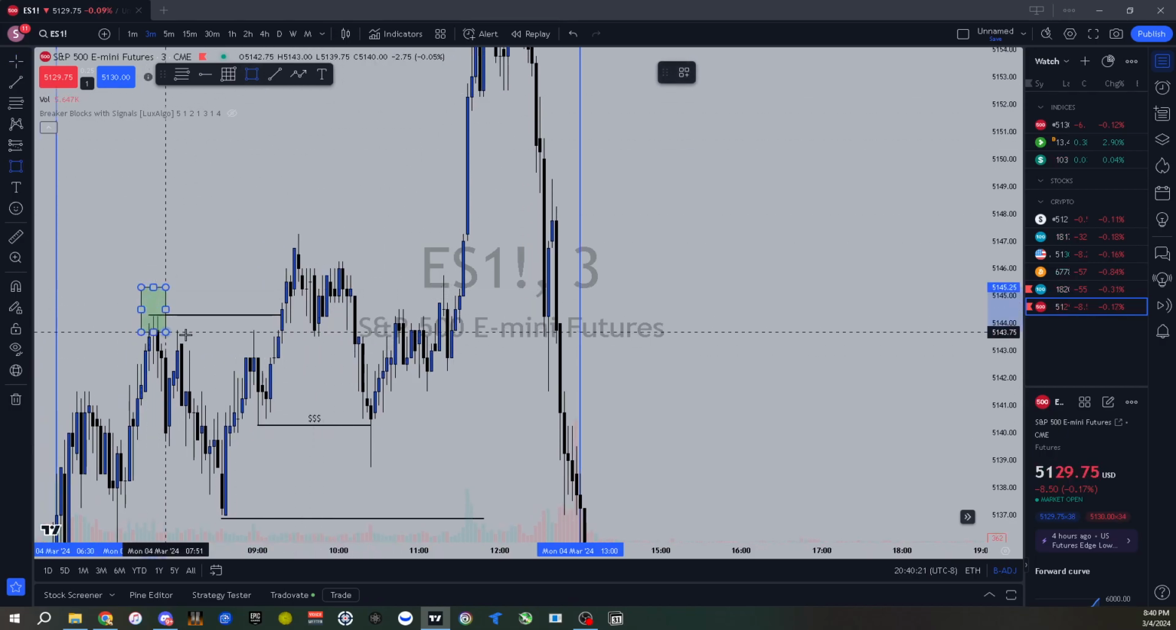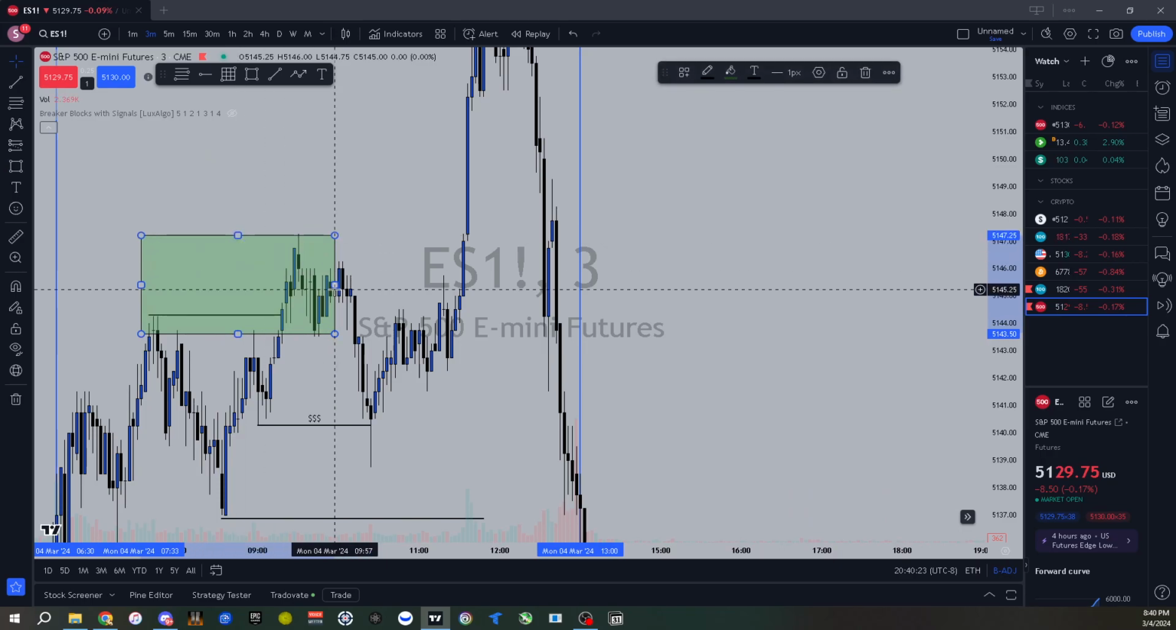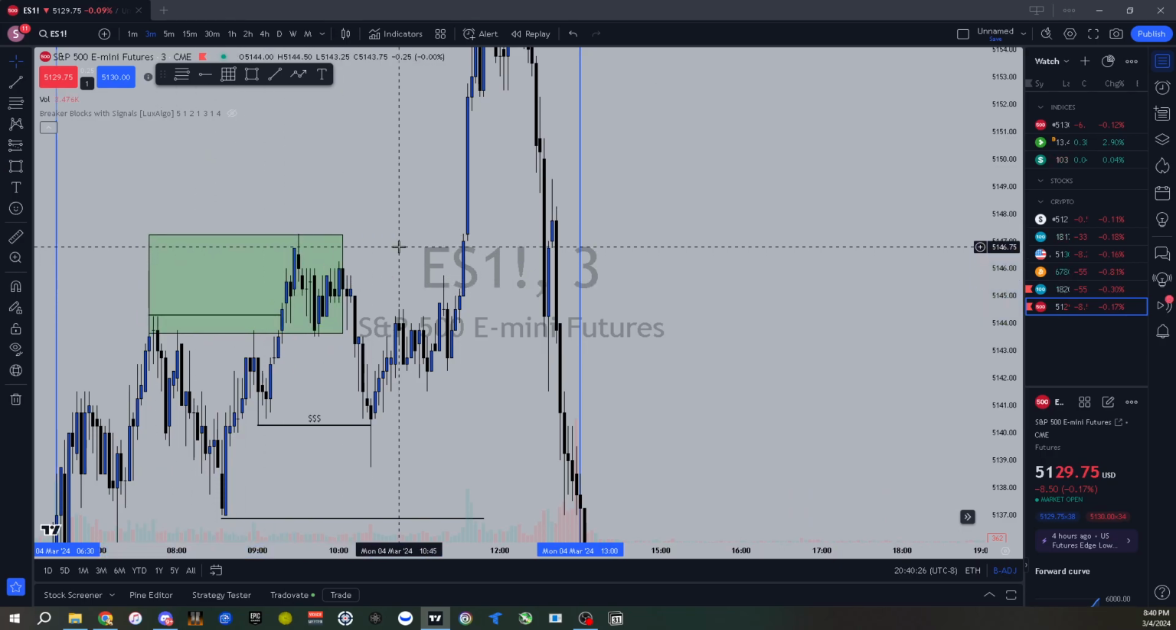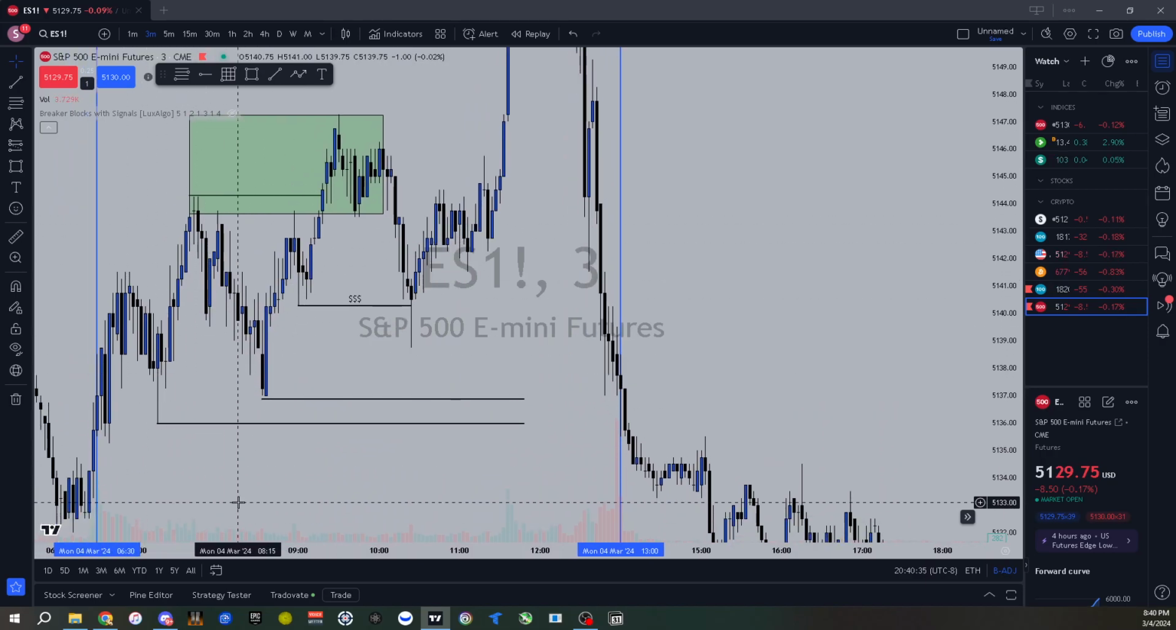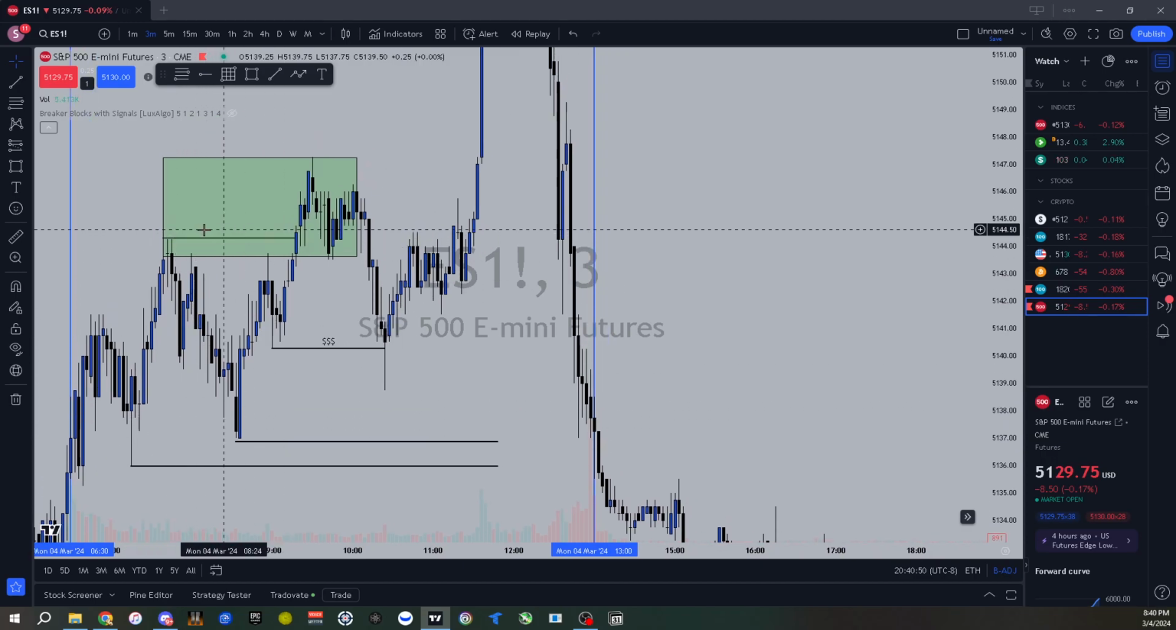So why does this not work? Why is this not a breaker structure? I mean, because it is. It is a breaker structure. But why is it not validated? Why is it not a valid breaker structure? Because we did not previously sweep any form of sell side. Is there any low here that gets swept? Here's a low. Here's a low. Any prominent low gets swept? No. We didn't sweep out a single prominent low. Which means any break we see to the upside here is not valid. It's not a validated breaker structure.